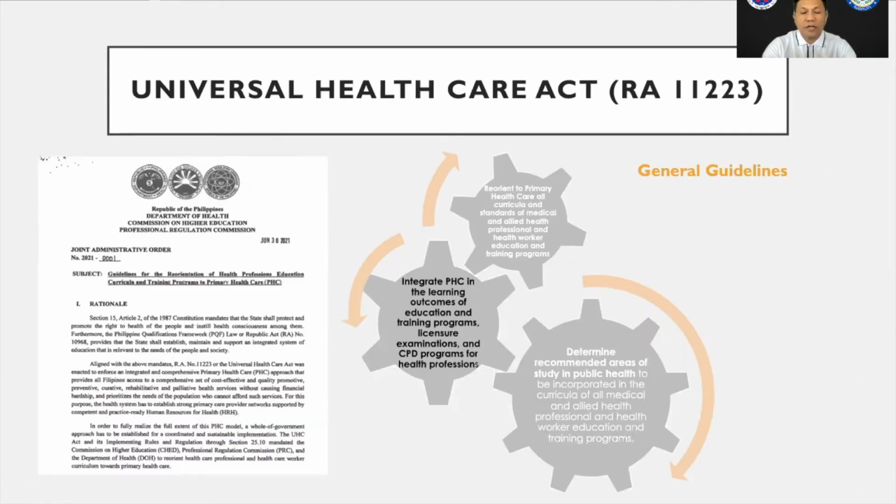The following are the general guidelines of the Republic Act. First, to reorient to primary healthcare all curricula and standards of medical and allied health professional and health worker education and training programs. Second, to integrate primary healthcare in the learning outcomes of education and training programs, licensure examinations, and CPD programs for health professions. And third, determine recommended areas of study in public health to be incorporated in the curricula of all medical and allied health professionals and health worker education and training programs.